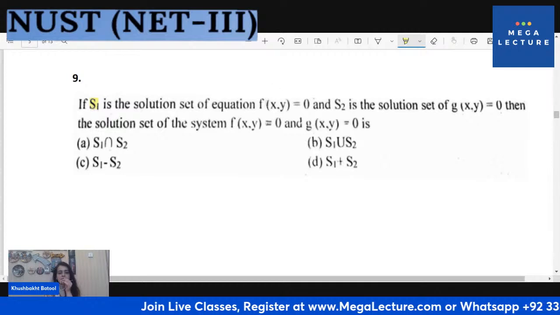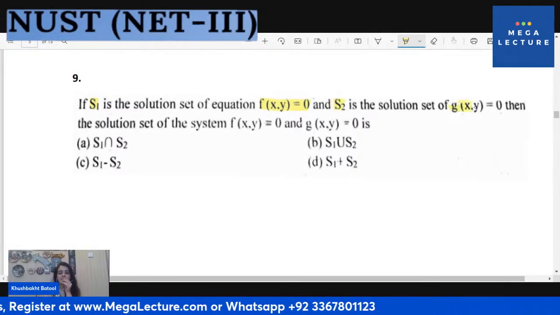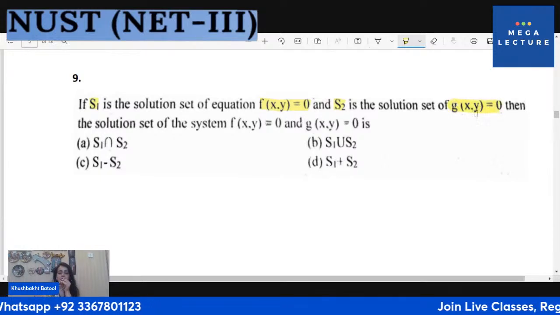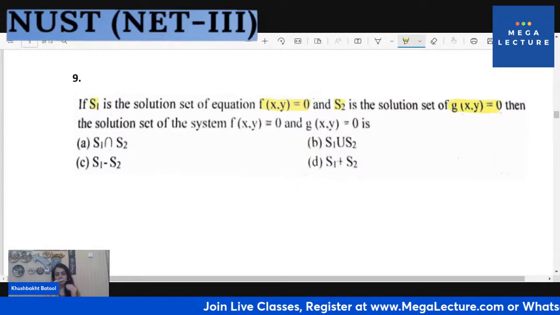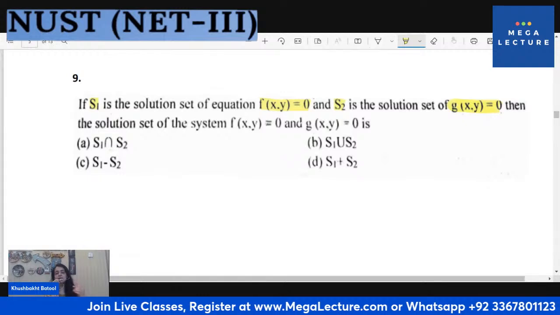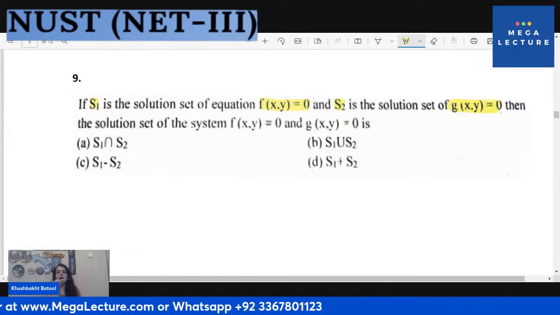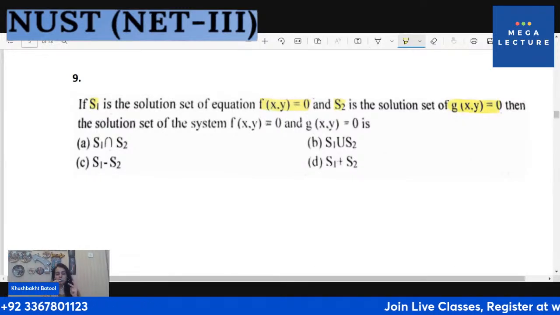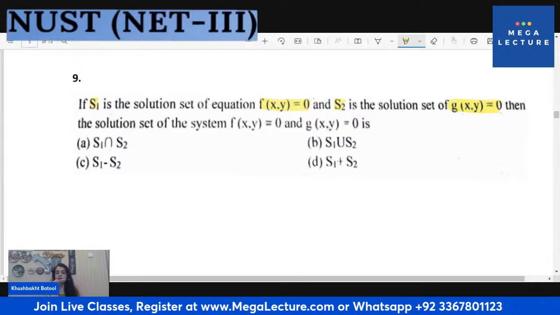S1 is satisfying this equation, S2 is satisfying this equation. Now, initially, these equations were separate. If we are to find the solution set of this system, we would be interested in the common solutions. Obviously, when you solve any simultaneous equation, you find the values of x or y according to both of the equations. You have to make sure that all of your answers satisfy all the given equations.